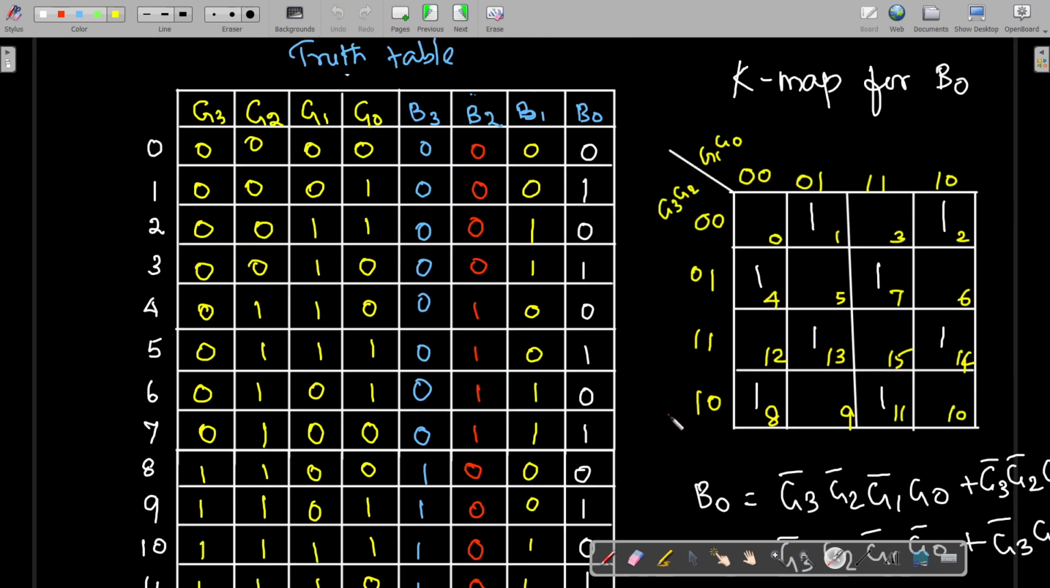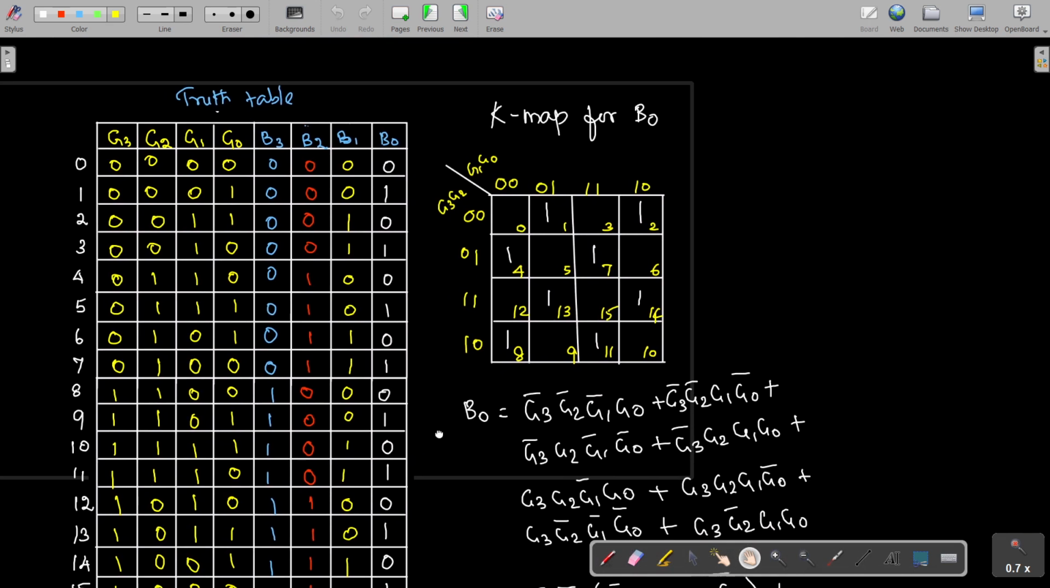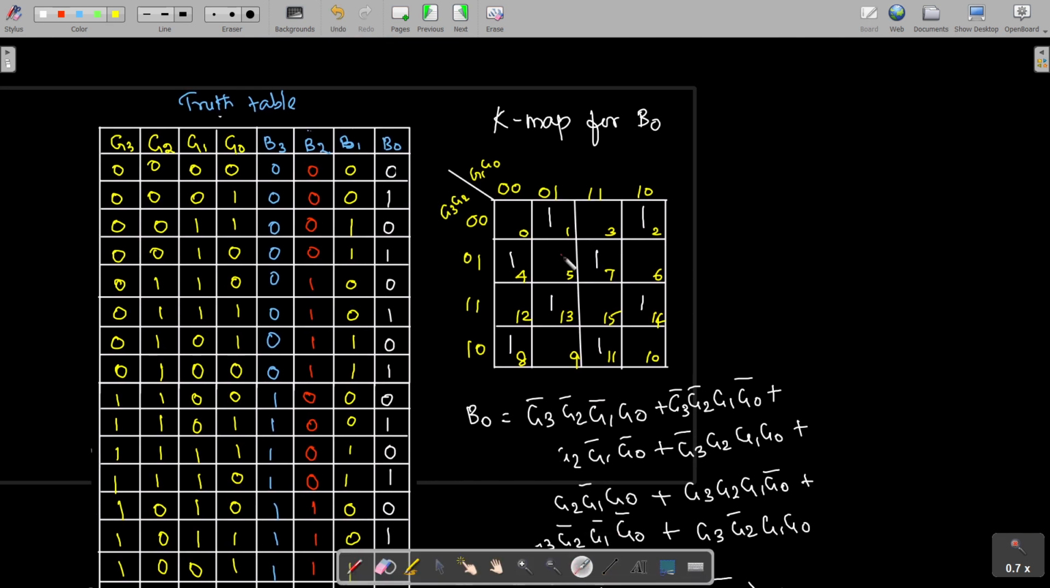Now we move on to the last one, B naught. So to get the output expression for B naught, let us see how to place the ones for B naught into the K map. Here, for 0001, place a 1 here. For this one it is 0010. So 0010 is 2, place a 1 here. Then for this it is 0111, that means 7.